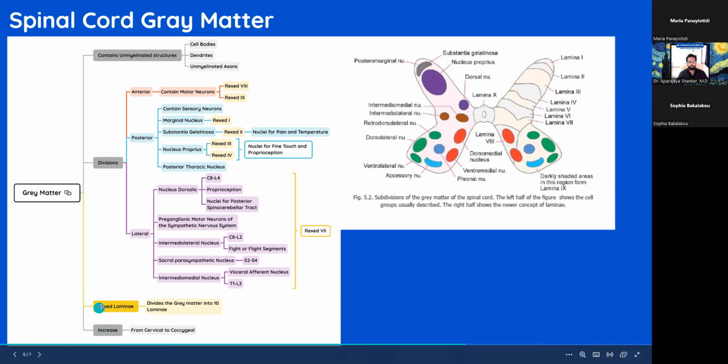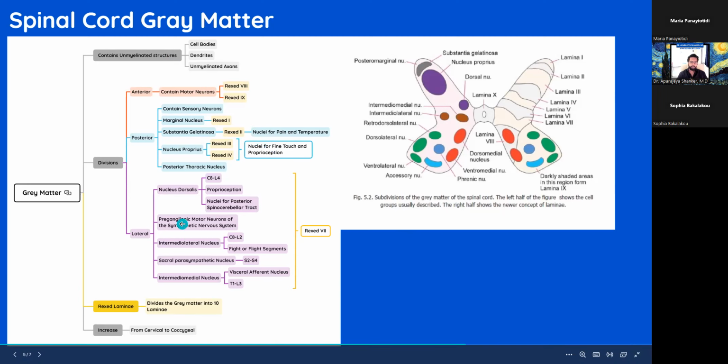So finally, we take one last look at the Rexed laminae. I have written here which Rexed laminae they belong to. This is important for you, and I want you to revise this as much as possible, because a question could come to you like, okay, in Rexed lamina number 3, which nucleus is present? If you look at this chart, in Rexed lamina 3 is the nucleus proprius, whose function is fine touch and proprioception.